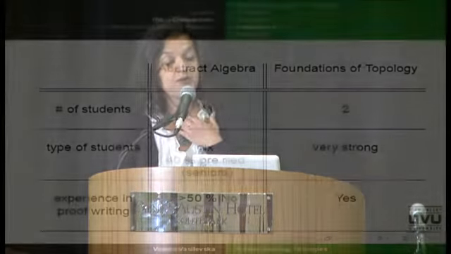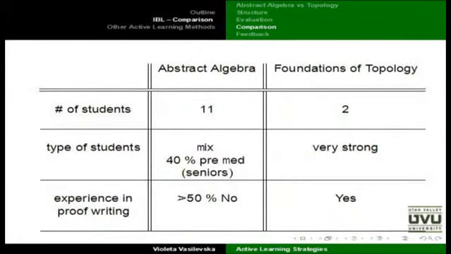With foundations of topology, students just came, didn't ask questions, just started with what they were asked to do. Another difference between the two classes was the size. In the abstract algebra class I have 11 students, in foundations of topology I have 2. And the type of students were completely different. In the first class, I have a mix of students from strong to weaker. And in foundations of topology, I have juniors, very strong.